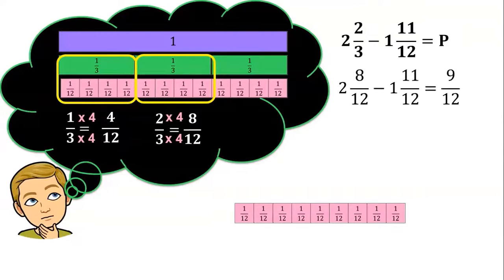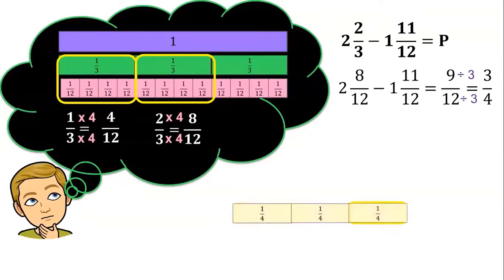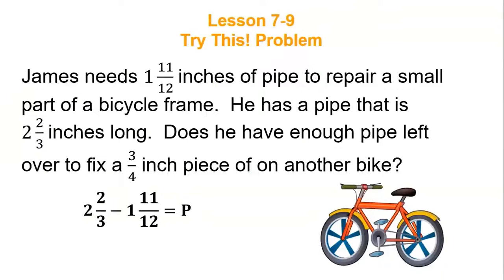That's many pieces. So let's think if there is a way to simplify this with fewer pieces. Is there a number that divides into both 9 and 12 equally? 3 divides into both. We divide the denominator by 3 and the numerator by 3. And that would give us 3/4. We can also see that with our model. If we divide it into 3 equal groups, it's equivalent to 3/4. So 2 and 2/3 minus 1 and 11/12 is 3/4 exactly. So yes, James has exactly enough pipe left to fix another bike.